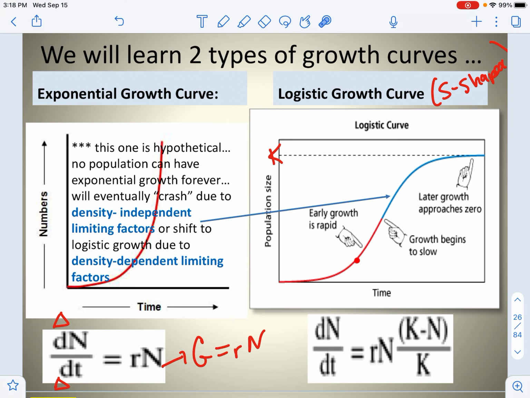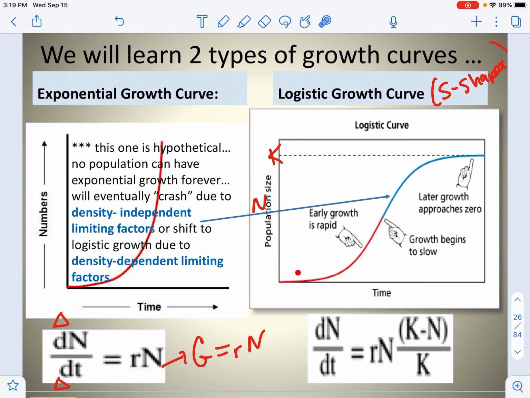You can see that as we approach, and population size over here would be N, as we get closer and closer to N, we have an acceleration and then it starts to slow. It's still increasing, but at a slower and slower rate, and eventually it reaches the carrying capacity where it will have zero population growth, meaning it's not increasing or decreasing. It's pretty much staying the same. And that is the equation for the logistic growth curve.